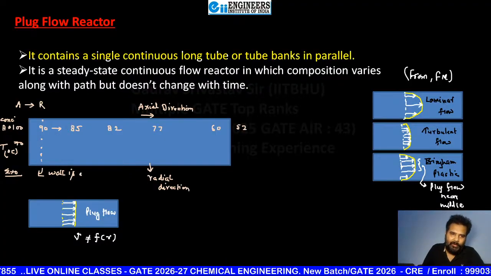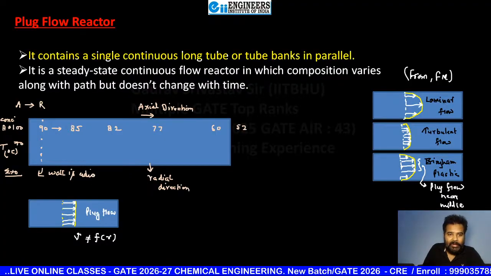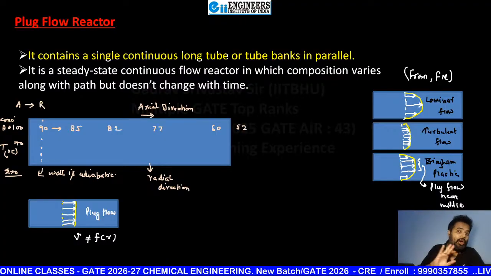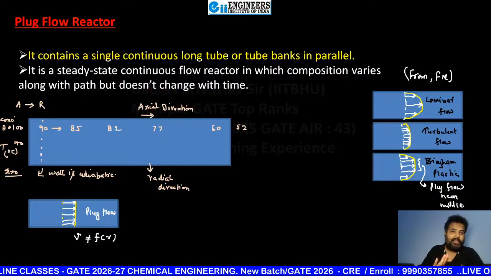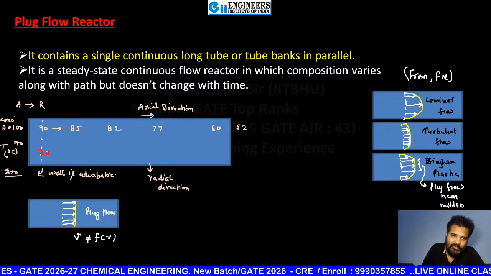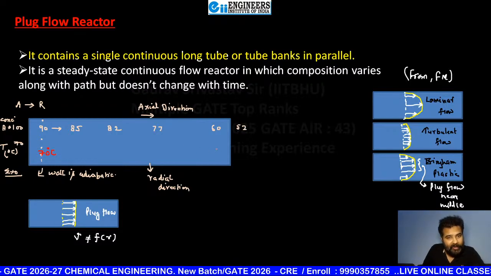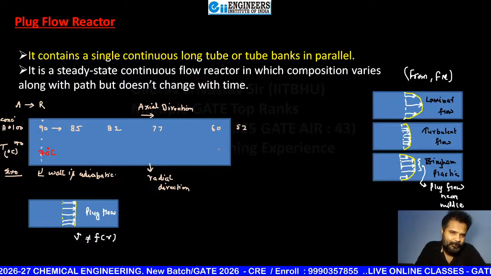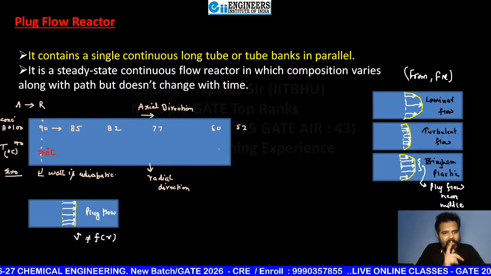So here the wall is adiabatic. If I am telling you the wall is adiabatic, what does it mean, beta? That is, no heat can go outside. Now again I am asking, beta, if the temperature here is 70 degrees Celsius, can you tell me whether at the exit side the temperature is more than 70 or less than 70?